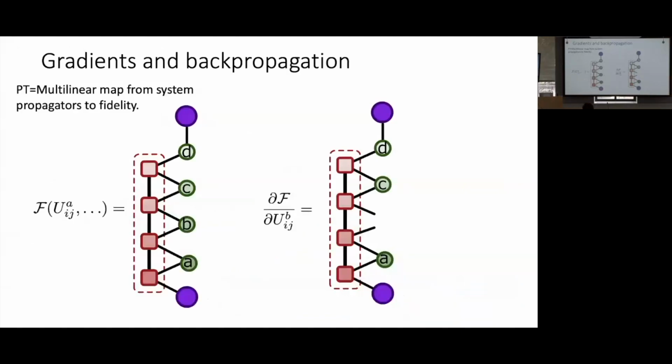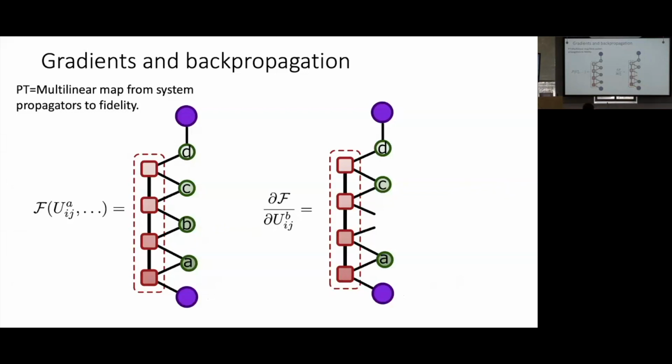Okay, now there's a trick to doing that, which is the thing I'm embarrassed to say we didn't spot immediately, which is to do a backpropagation algorithm. So here's the fidelity. It's a functional, or a function really, because I've got discrete time, of the numbers which live in these propagators. So this is the matrix U appearing in here, and here, and here. And this is a multilinear map from the numbers which live in here to the fidelity. By definition, it's a tensor network diagram.